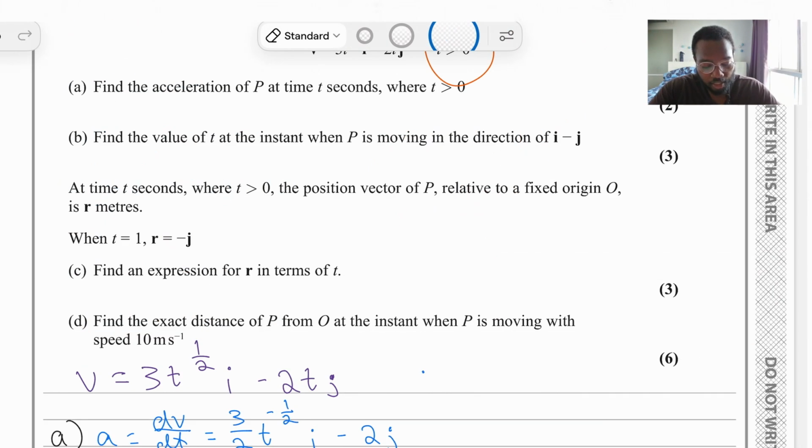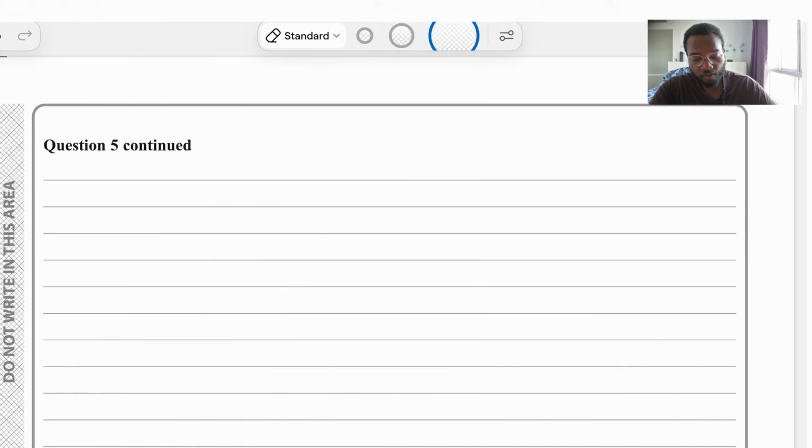So for part C, we have a time t seconds where t is greater than 0. The position vector of P relative to a fixed origin O is r meters. Usually when we have displacement we call it s, but in this case we'll call it r. We also know that when t is equal to 1, r is equal to minus j. That will come in handy when we have our constant. We need to find an expression for r in terms of t.